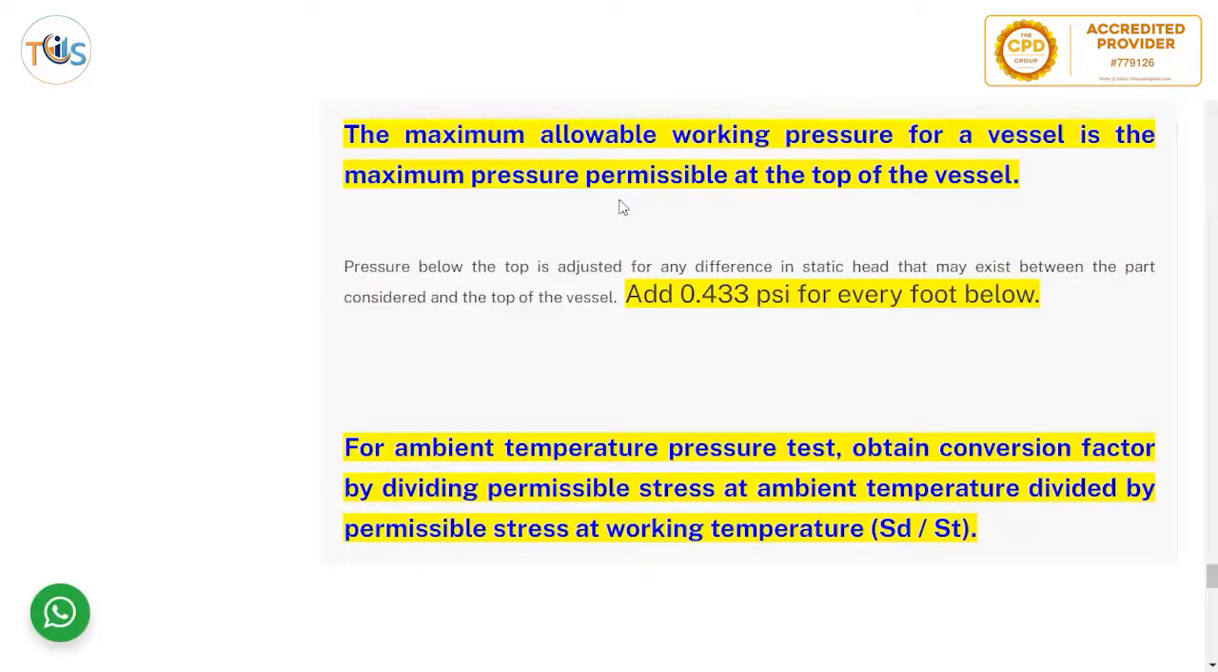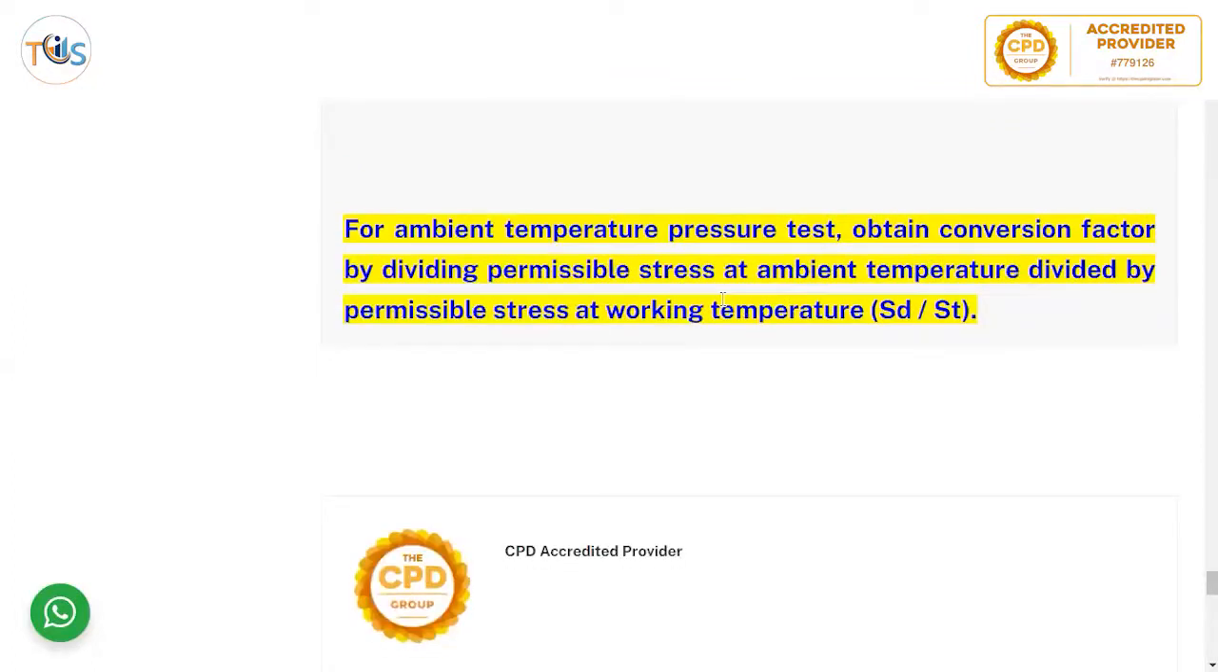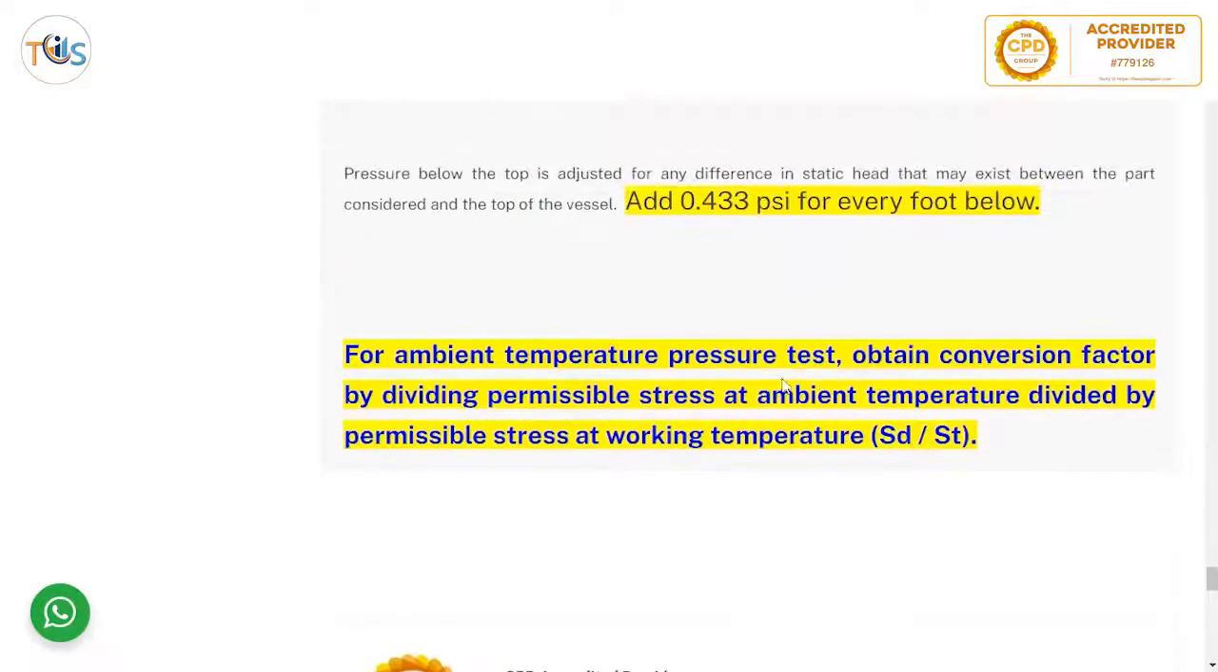Maximum allowable working pressure is at the top of the vessel, so it's important, and this can be an exam question. For ambient temperature pressure test, obtain the conversion factor. We talked about this, why we need it: because we want to simulate the design condition. So we want to see if, for example, the allowable stress at design is more than or less than at the test temperature. So you have to use this conversion factor here, to simulate the actual design.